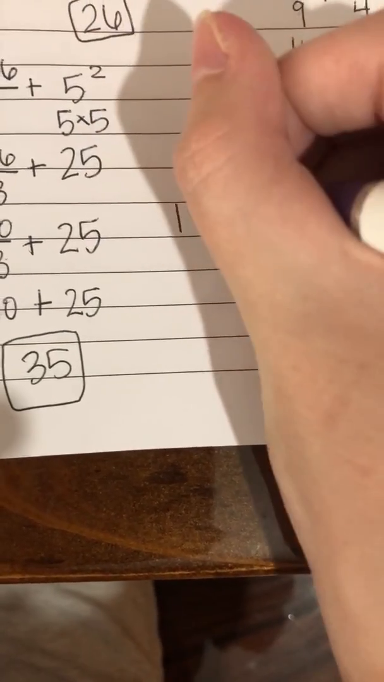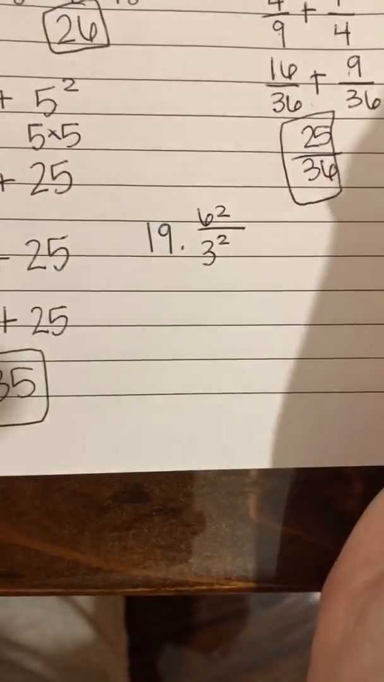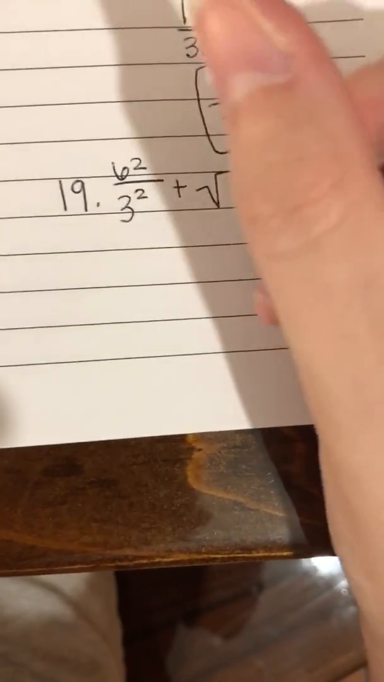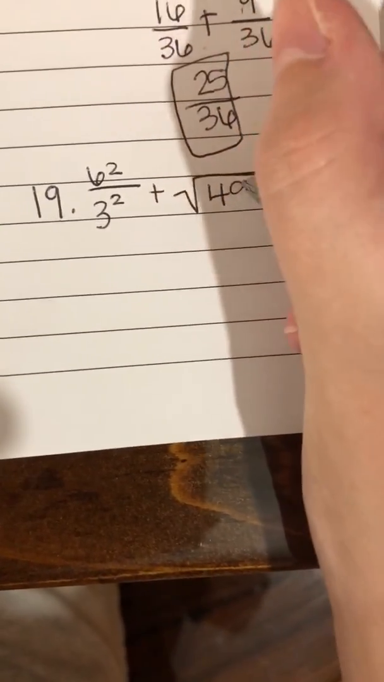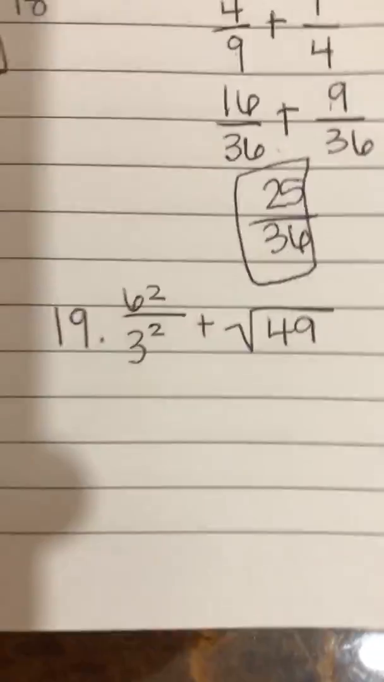All right, the last one that I'm going to work is number 19. It says 6 squared over 3 squared plus the square root of 49. Now, this is the only one with the square root, and that's why I wanted to do it with you, because we haven't really gone over the square root.